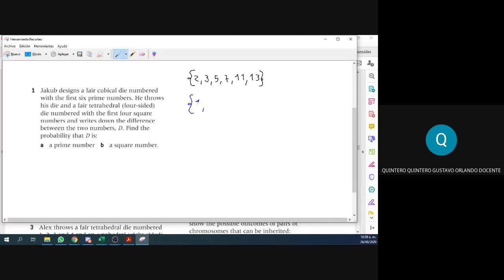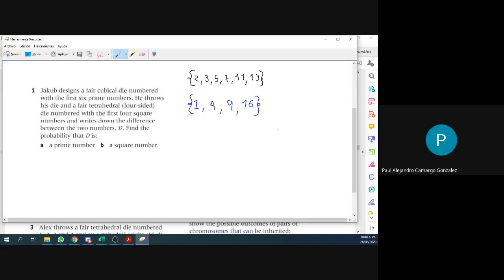All right. 1 is the first square number, because 1 is the result of 1 to the second power, right? 4, because 4 is 2 to the second power. 9. And then 16. Beautiful.